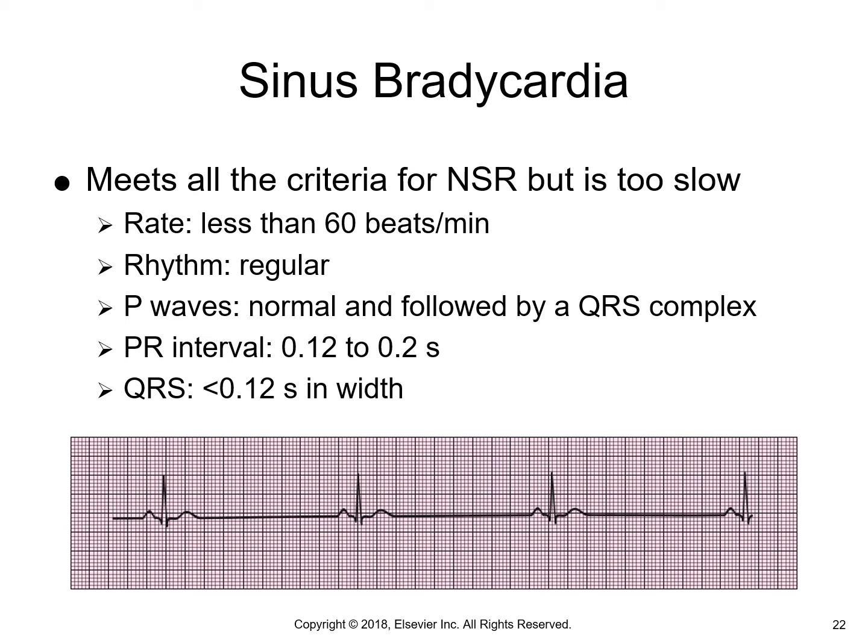So how do you treat it? Well, you treat it only if the patient is symptomatic. Symptomatic meaning they're short of breath, their blood pressure is low, altered mental status, chest pain, dizzy, fainting. If they're symptomatic, we want to give them oxygen, and we would like to give them atropine.